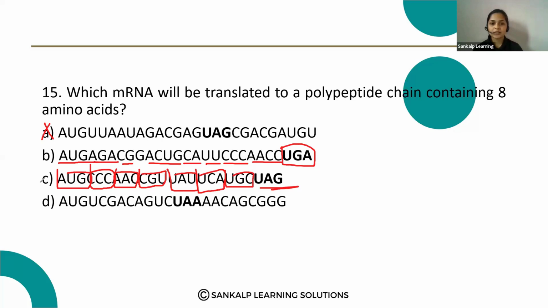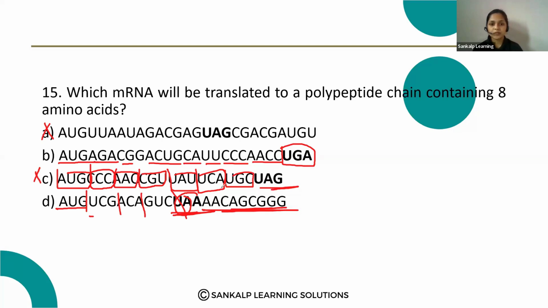So check the last one, then it is also a wrong answer. AUG 1, 2, 3, 4, UAA. So it is the stop codon. So it does not translate after this. So only 1, 2, 3, 4 amino acids are there. So then which one is the correct answer? So this one is wrong.